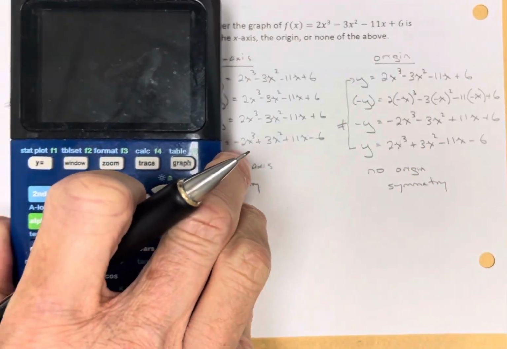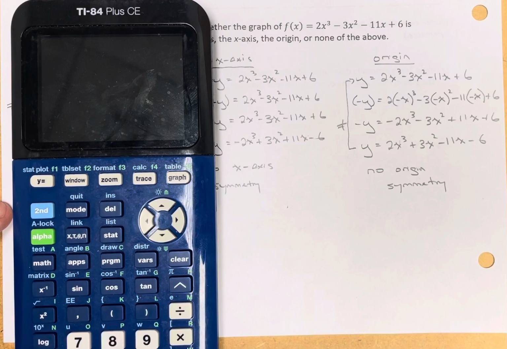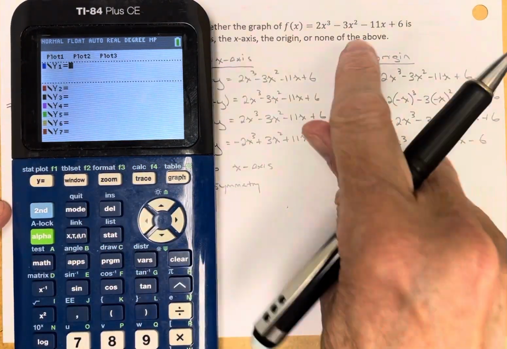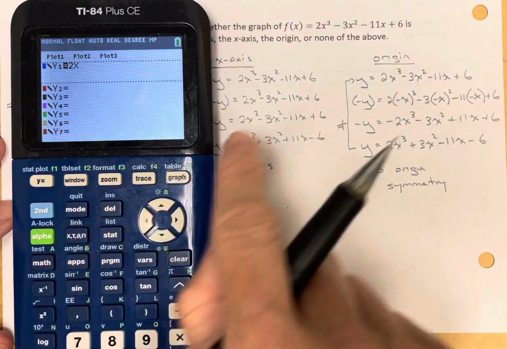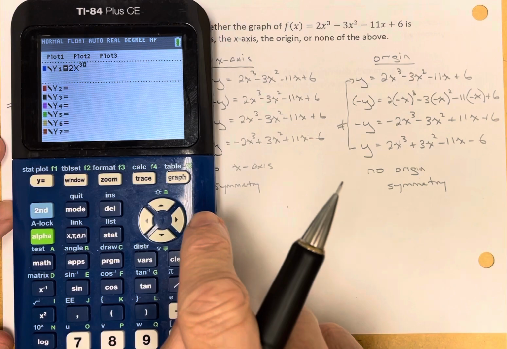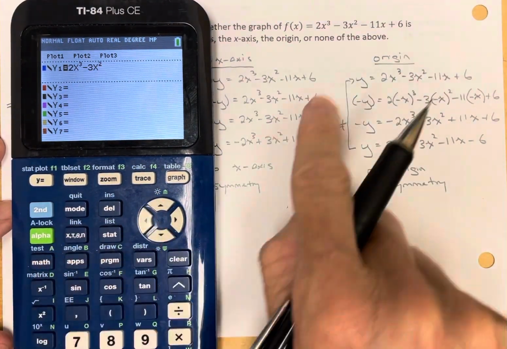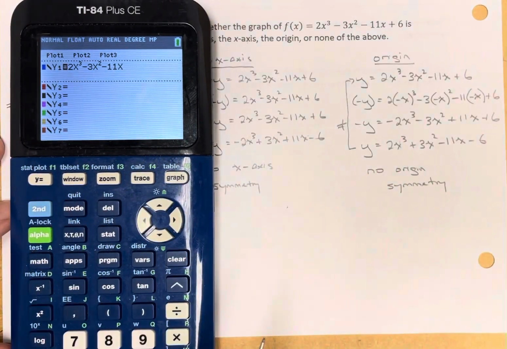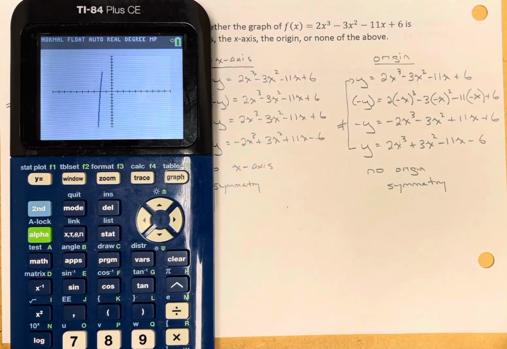Let's take a look at it on our calculator. So go back into here, go back to y equals, clear out the prior. I've got kind of a long function. So 2x cubed minus 3x squared minus 11x plus 6. Press graph. Okay, well, there you go.